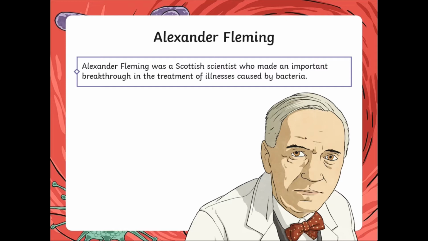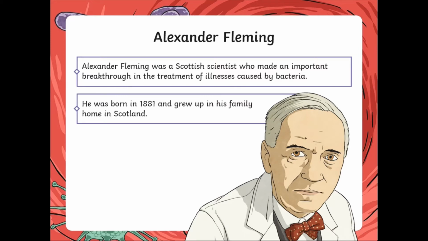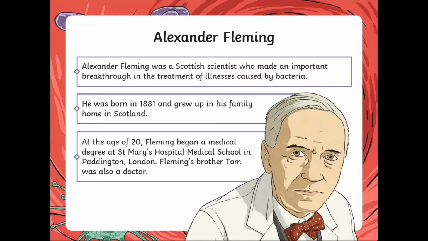Now then, Alexander Fleming. It could be worth taking notes down as you're doing this. Alexander Fleming was a Scottish scientist who made an important breakthrough in the treatment of illnesses caused by bacteria. He was born in 1881 and he grew up in his family home in Scotland. At the age of 20, he began medical school, started a medical degree at St Mary's Hospital in Paddington in London.